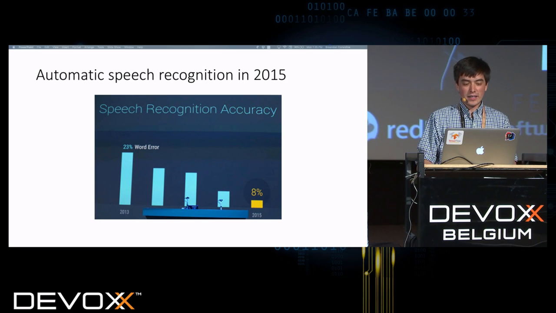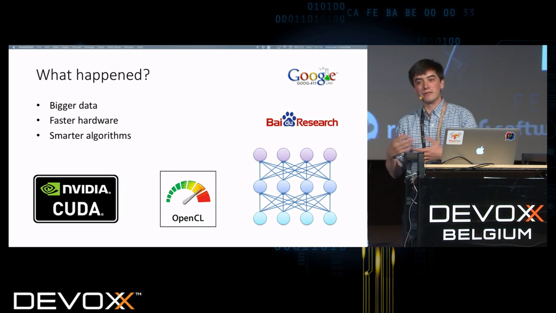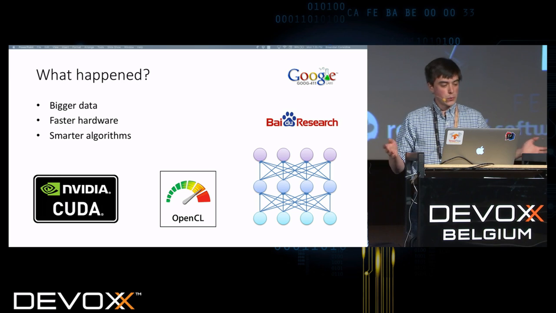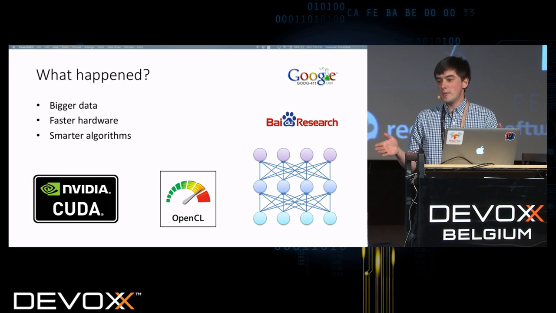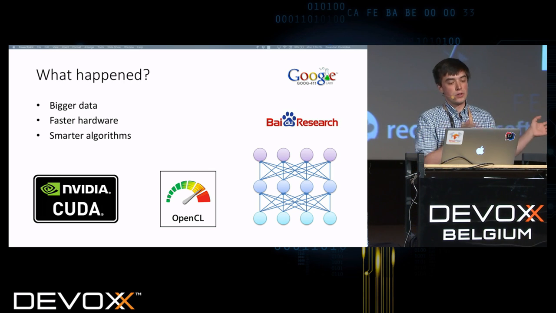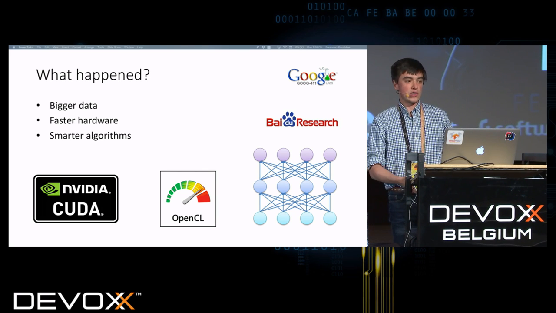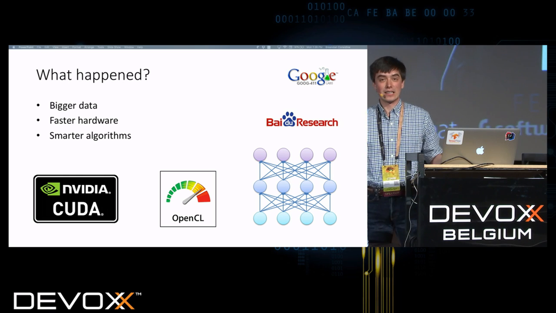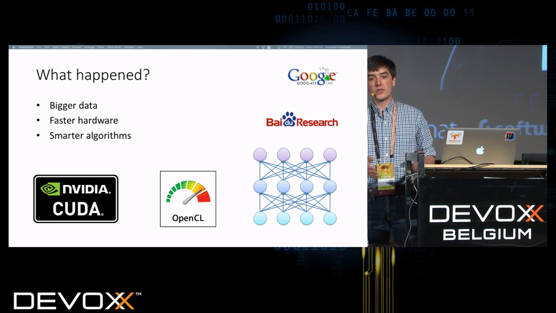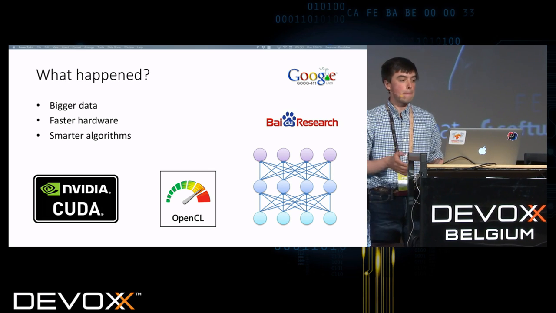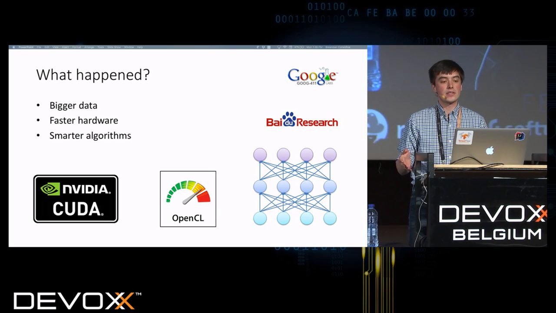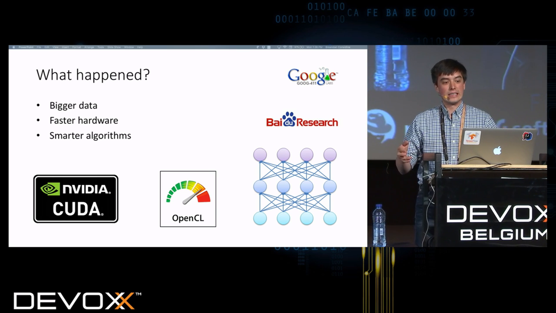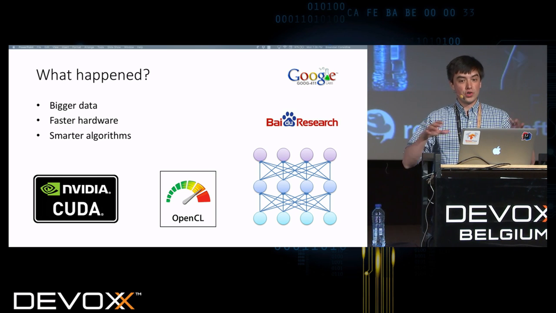So how did we get to this point? This is kind of dramatic progress that wouldn't have been possible just a few years ago. So traditionally, researchers attribute this to three things. The emergence of a lot of data, so terabytes, exabytes of data to train on, and the availability of this data has allowed them to train models that generalize very well.